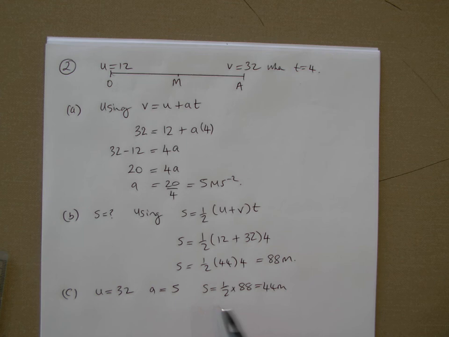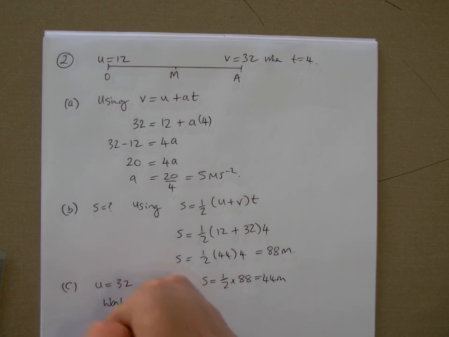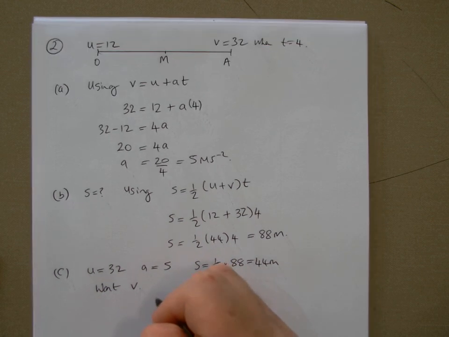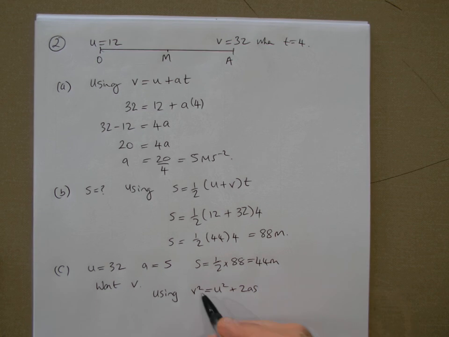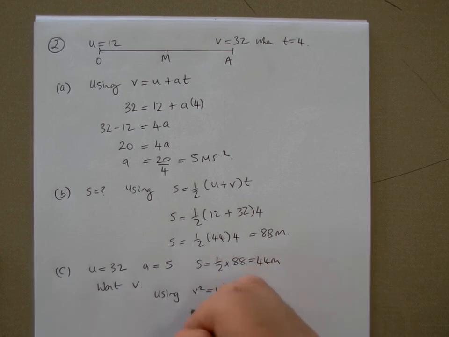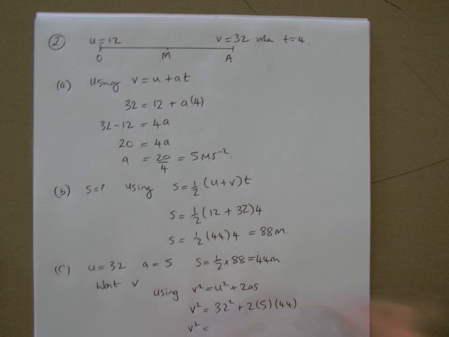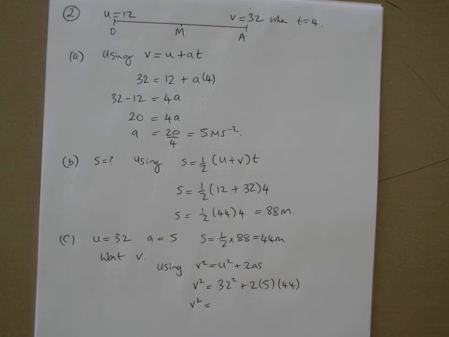You've got to think about this logically. So we want to find v. Now let's think about what formulas we could use. We know u, a, s, and we want v. So the formula I'm thinking of is v squared equals u squared plus 2as. Now v will be our velocity at M. So plug it in: 32 for u, acceleration is 5 and s is 44. So we'll work that out.